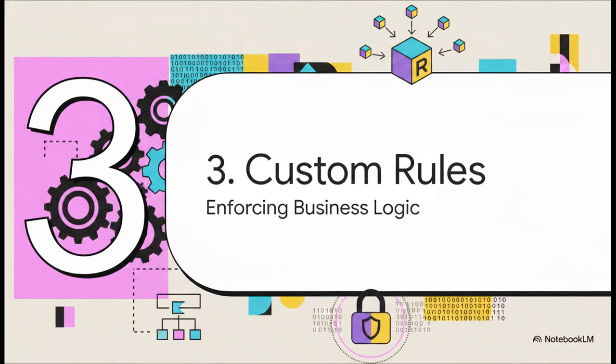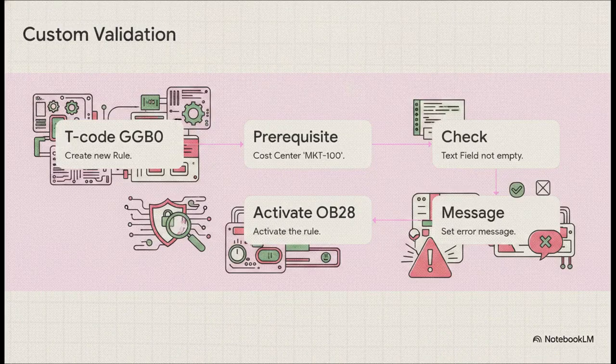Let's look at Section 3. Custom validations and rules: enforcing business logic. Say your client demands that all invoices hitting the marketing cost center absolutely must have a text description. You can build a custom validation for that. Using T-code GBB0, you set up a prerequisite looking specifically for that marketing cost center. Then you create a check to verify the text field isn't blank. If it is, boom, the system throws a specific error message, stopping that sloppy data entry dead in its tracks.